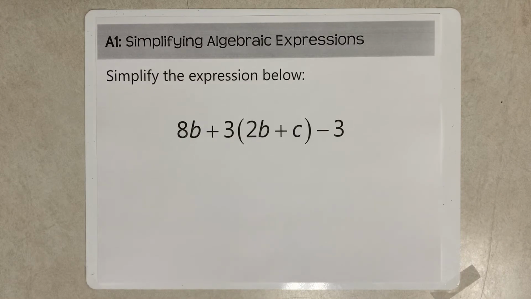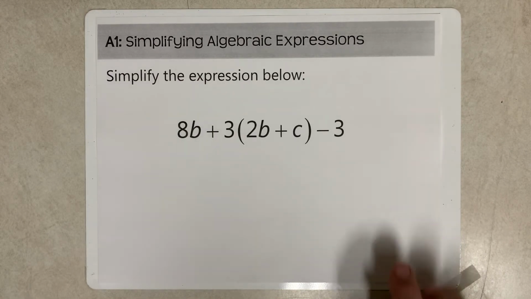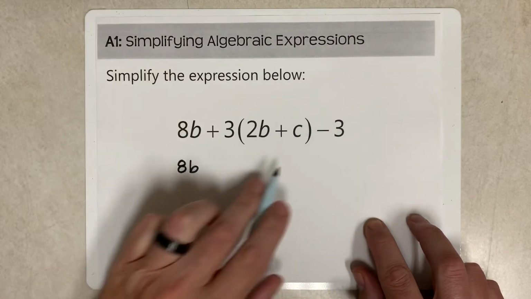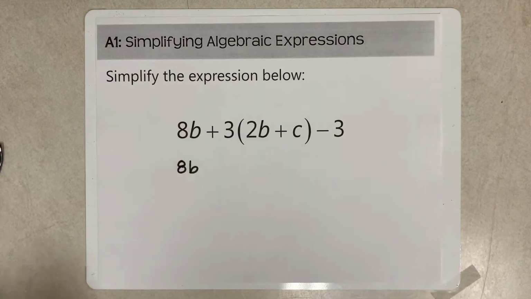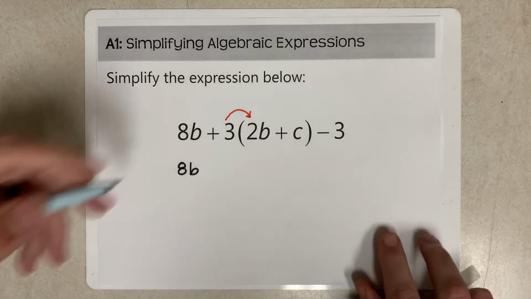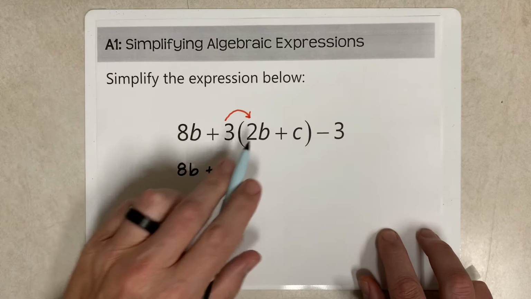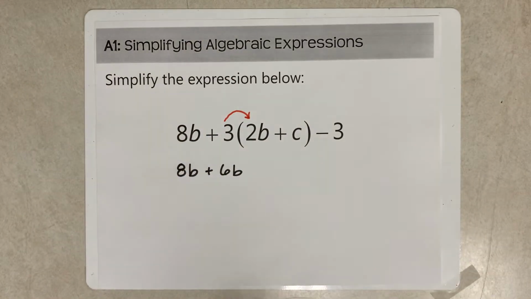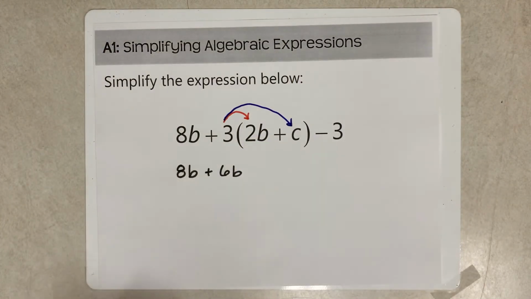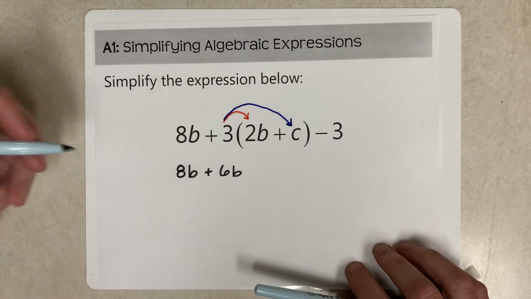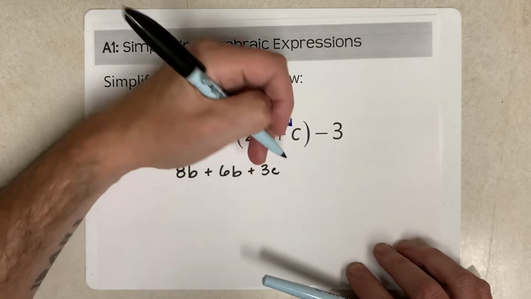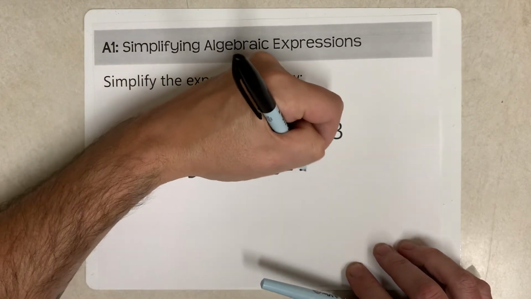Okay, this one. Here we have, this 8b is not doing anything. I'm going to drop it down. But here's where the action starts. So I have a positive 3 times 2b. So that's going to give me a plus 6b. Okay, then I have a positive 3 times that c right there. And that's going to give me a positive 3c. Positive 3 times positive c, positive 3c. And then I got that minus 3 at the end. I'm just going to leave that.